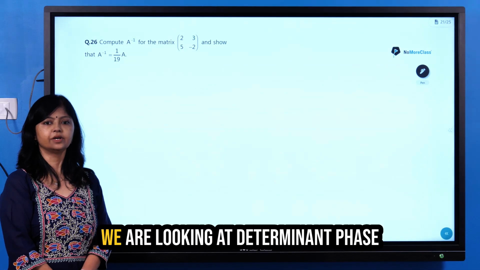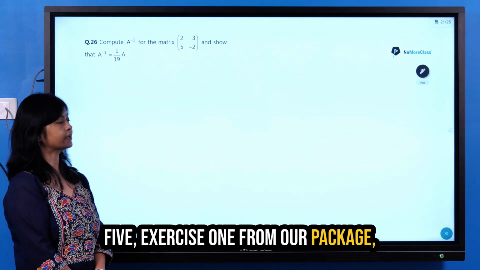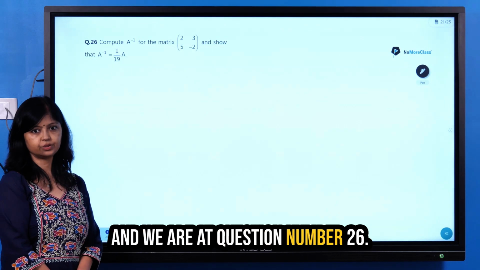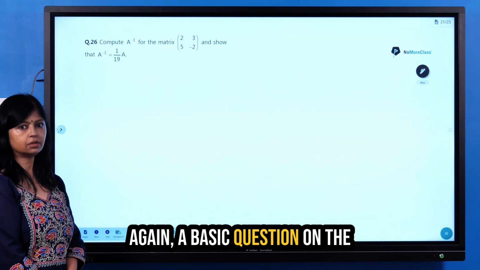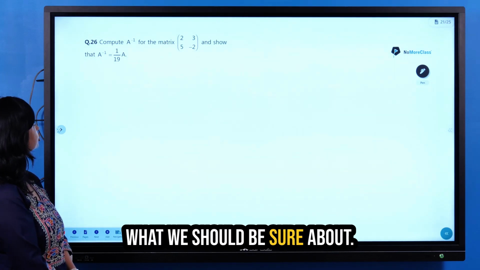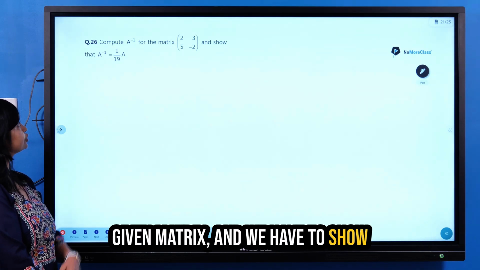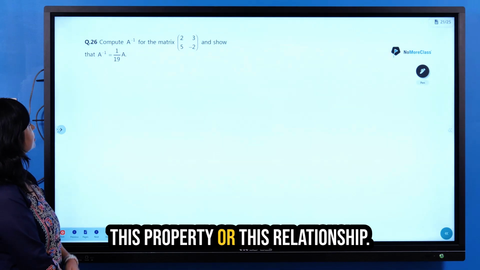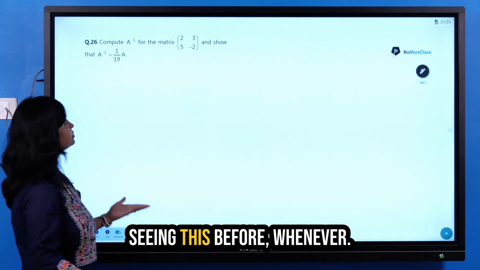Hello everyone. We are looking at determinant phase 5 exercise 1 from our package, and we are at question number 26. Again, a basic question on the basic fundamentals, which is what we should be sure about. So we have to find the inverse of a given matrix and we have to show this property or this relationship. So first of all, we have been seeing this before.